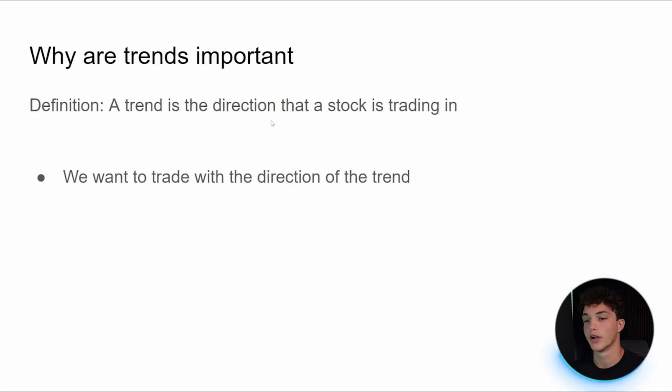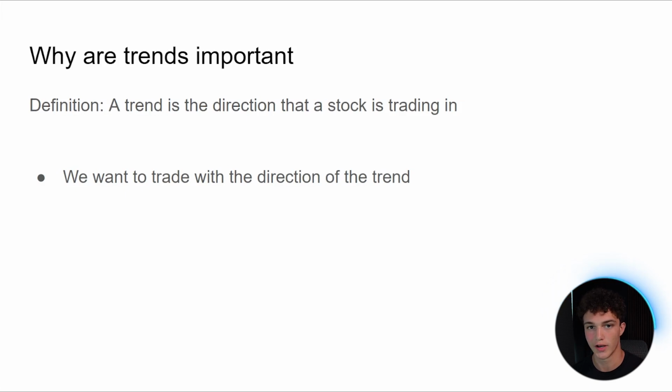And we want to trade with the direction of a trend. This is very, very important. It's very simple, but I see so many people get this wrong. We want to find setups that are in the same direction as a trend. So if a stock has an upward trend, we want to find a way to buy it. And if it has a downward trend, we want to find a way to sell it. We rarely ever trade something the opposite direction of its trend.